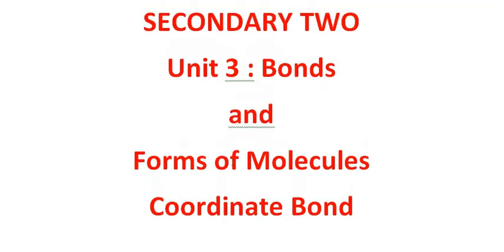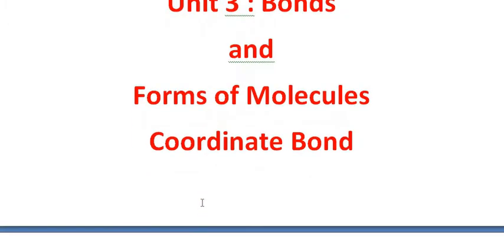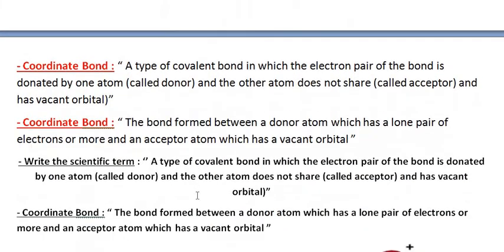Now the last chemical bond is called the coordinate bond. This bond is a type of covalent bond in which the electron pair of the bond is donated by one atom. This atom is called the donor, and the other atom doesn't share but accepts or gains the electrons, because it has vacant orbitals.